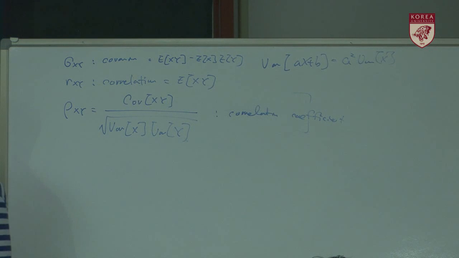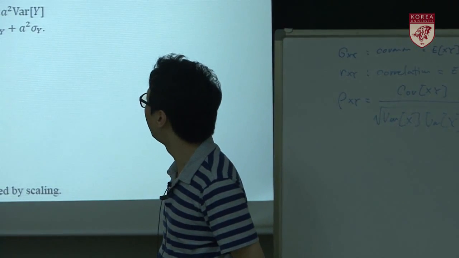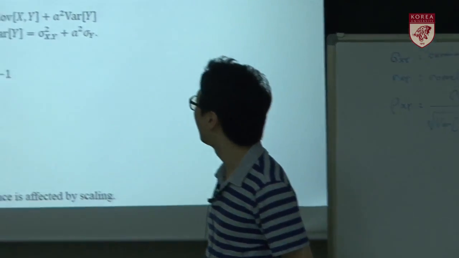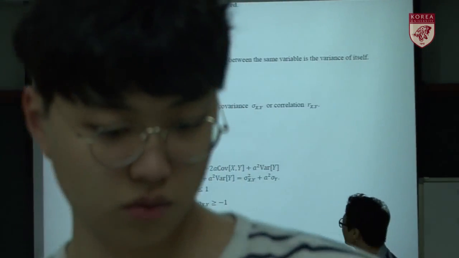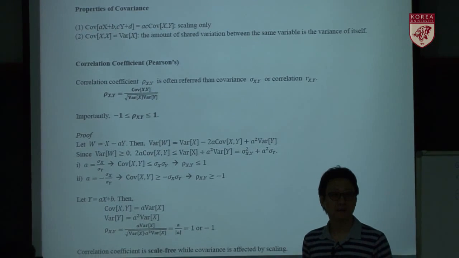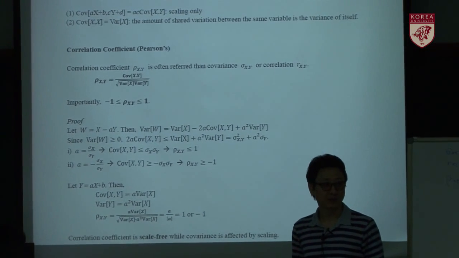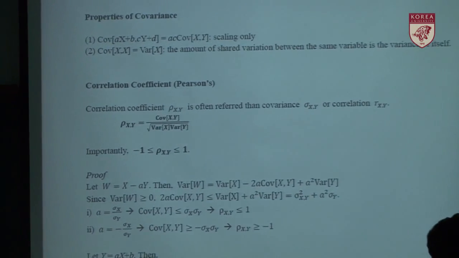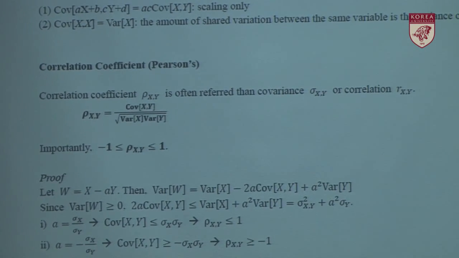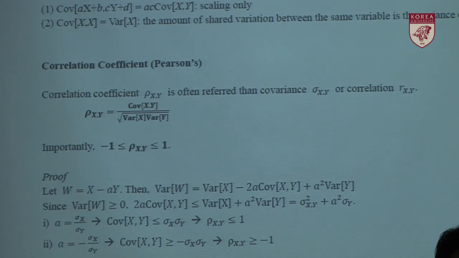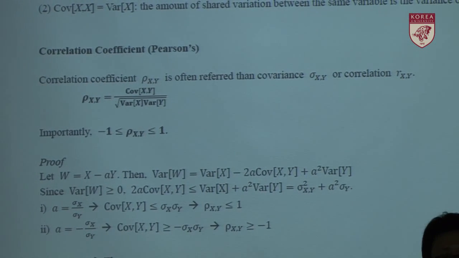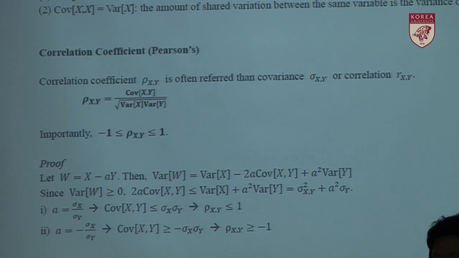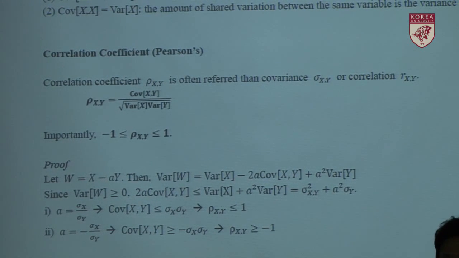Okay, so in many cases, the correlation coefficient is referred to more than the covariance or correlation itself, because importantly, the correlation coefficient is limited to between -1 and 1. The covariance and correlation can vary from negative infinity to positive infinity. However, the correlation coefficient is limited to -1 to 1. So that's quite important.